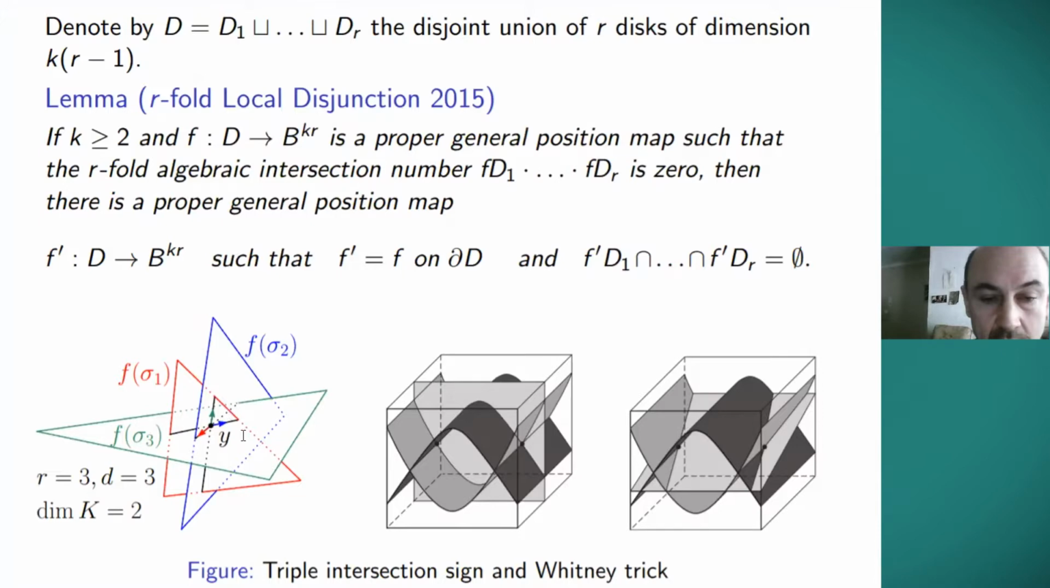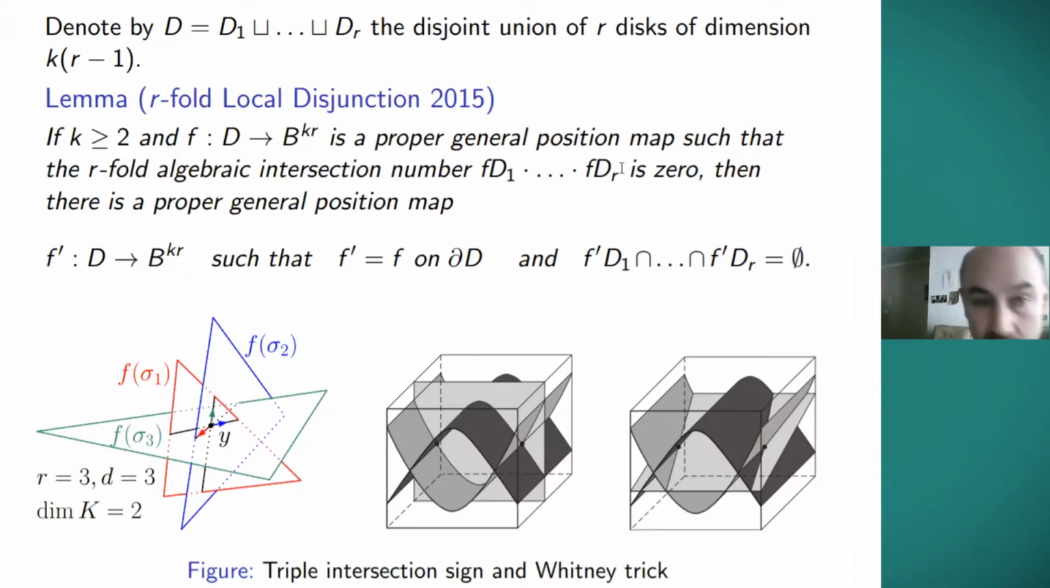So analogously to low dimensions, we can define a triple intersection sign in this picture, or an R-tuple intersection sign of an R-tuple intersection point of this map. And then the R-fold algebraic intersection number is the sum of signs of R-fold intersection points, or more precisely, of R-fold intersection points coming from different components. Of course, the image of D1 itself may have R-tuple intersection points, but they do not count in this R-fold algebraic intersection number.